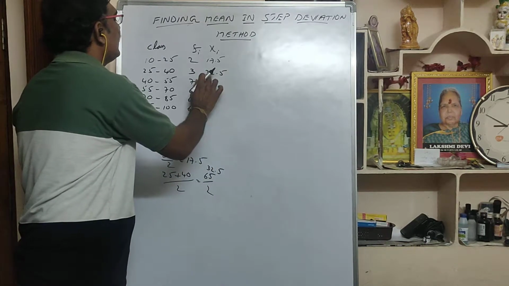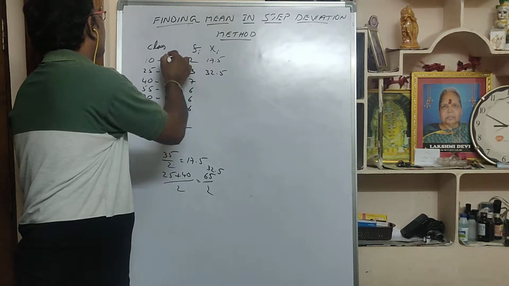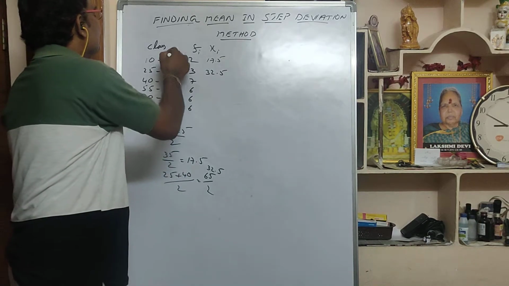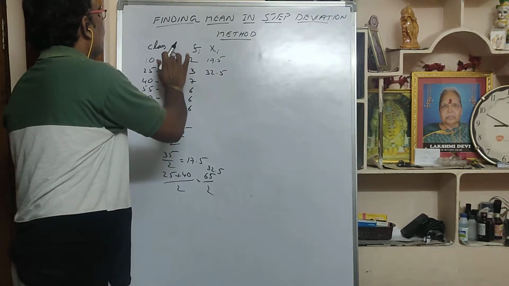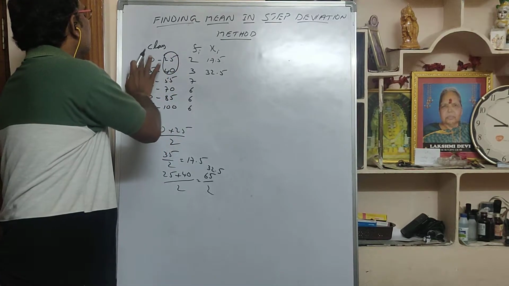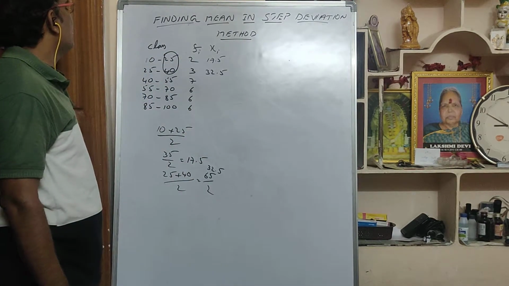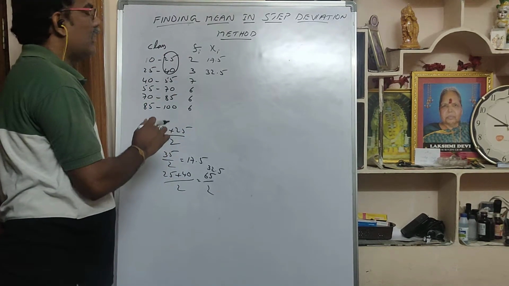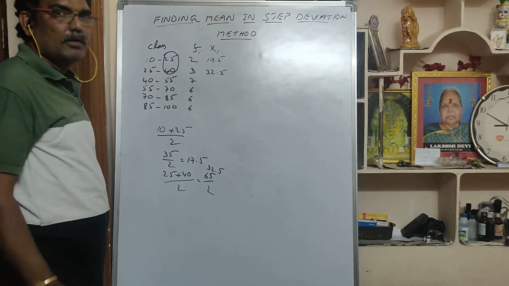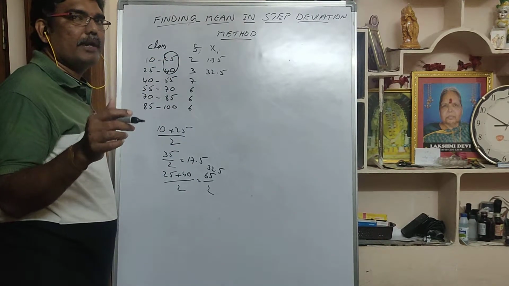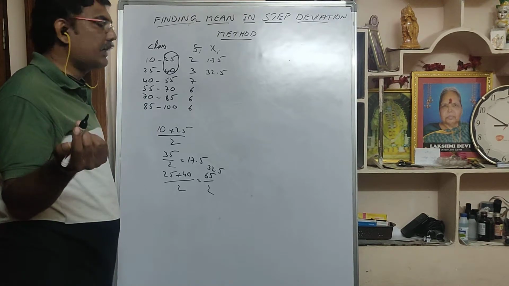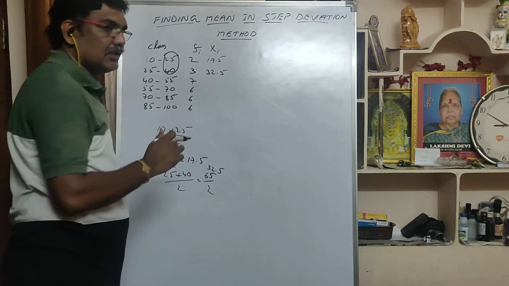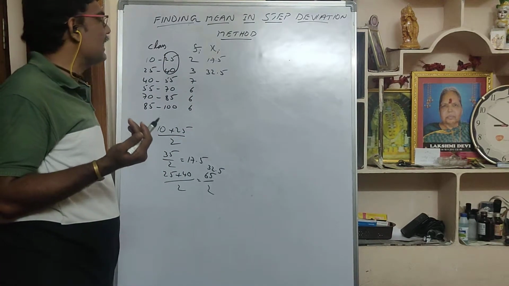Instead of finding 32.5 like this, first find the height of the class or the size of the class. H means the difference between either the lower limits or the upper limits. For 25, how much do you have to add to get 40? Or 40 minus 25. If you subtract 25 from 40, you will get 15. So that 15 is the class interval.